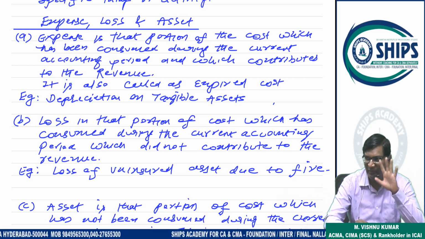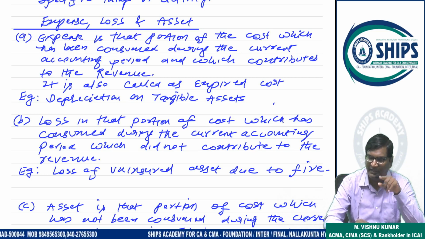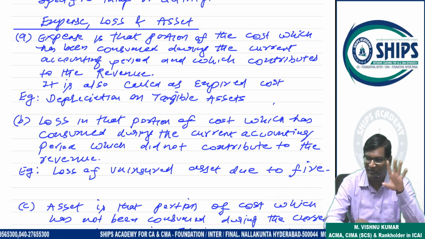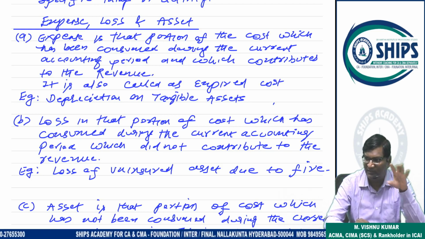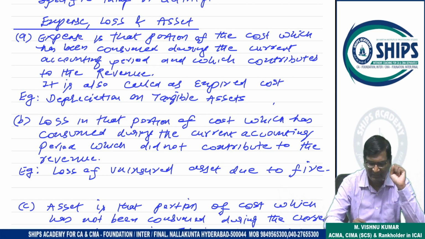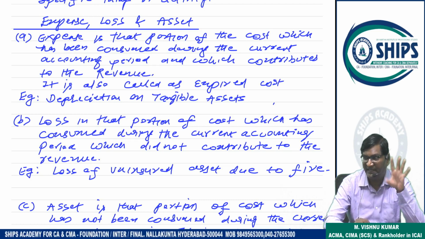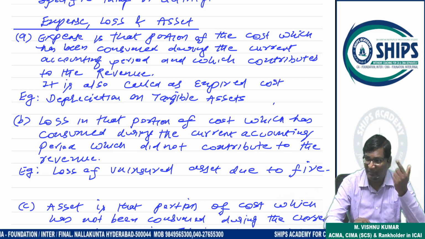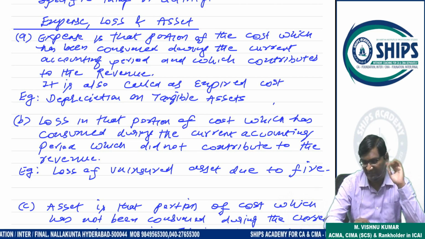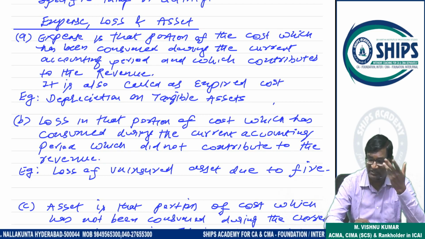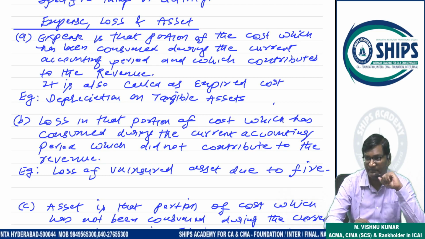Like you paid the salary to the employee. He worked for 1 month. He contributed towards revenue. But the benefit is coming for 1 month only, no? 1 month revenue only, 1 month service only. Again in the next month the benefit will not come. So this is called what? Expired. Asset is unexpired. Major difference between expenses and asset is what? If cost is expired, benefit received, it is expense. If cost is unexpired, benefit is received and going to be received in future, that is asset.